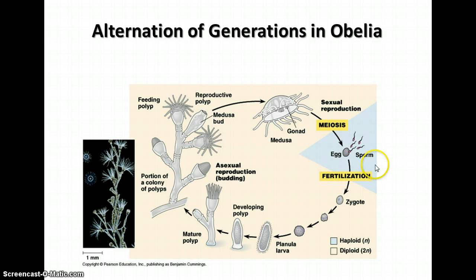Fertilization occurs just kind of randomly there, and a zygote will grow into a larva called a planula that has flagella that can move from place to place until it finds a good place to settle down, and then it attaches to the bottom and develops into a new polyp stage. Most of the life cycle here is spent in the diploid phase. The only haploid part is in the gamete stage.